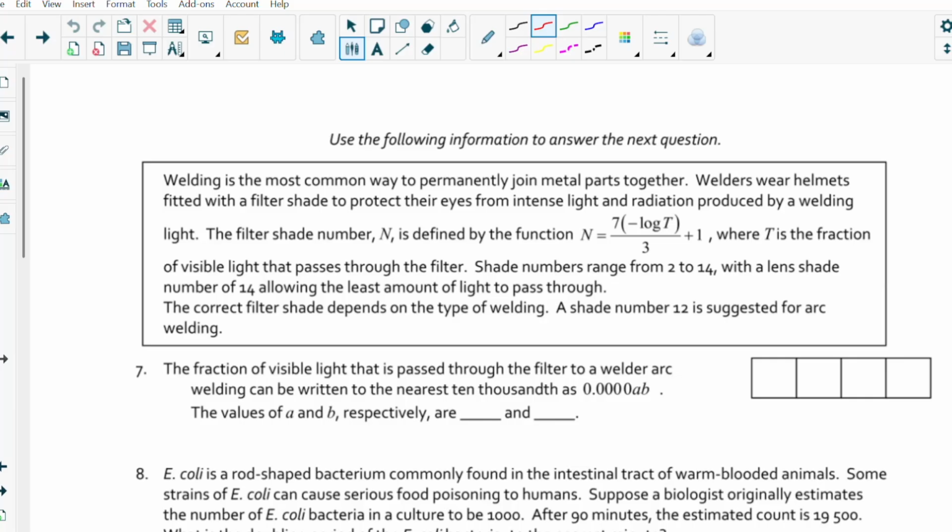The fraction of visible light that is passed through the filter to a welder arc welding can be written to the nearest 10,000th as 0.0000 AB. The values of AB respectively are blank and blank.